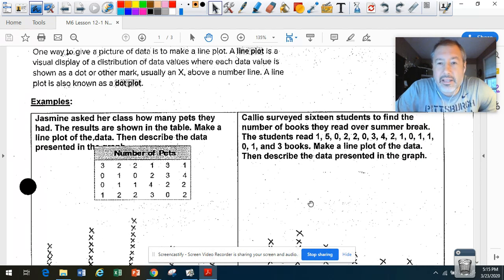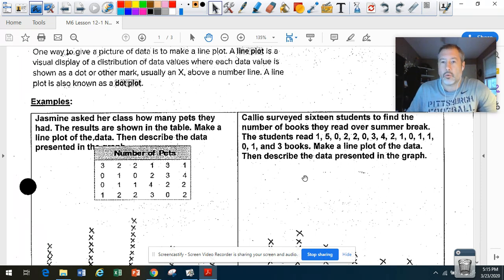So Callie surveyed 16 students to find the number of books they read over the summer break. Okay, the students read, and there's our data there. Make a line plot of the data, then describe the data presented in the graph.